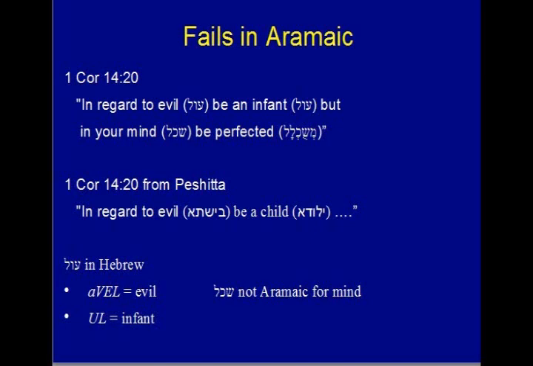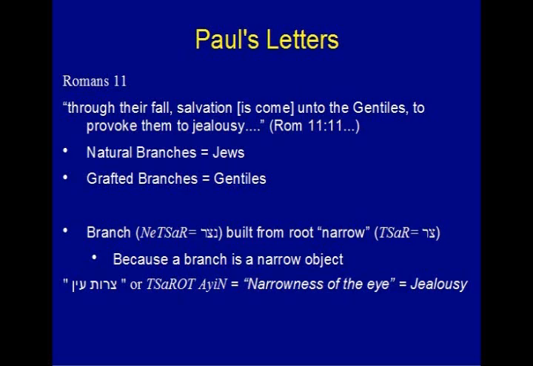So, here's another one that's fun. Romans 11. In Romans 11, Paul says, he's talking about Israel and the Gentiles. And in talking about Israel, he says, through their fall, salvation has come to the Gentiles to provoke them to jealousy. And then he goes on to give an analogy in which he describes Jews as the natural branches and Gentiles as the grafted in branches.